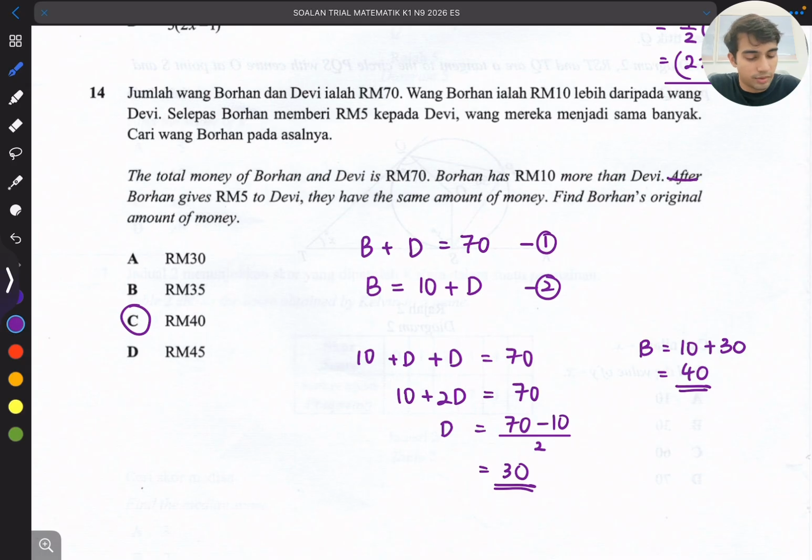Actually, this one they no need to give also. From here itself, we can already solve. We only need 2 equations. I think they put that to confuse you.